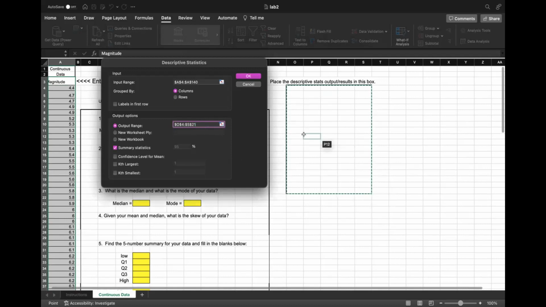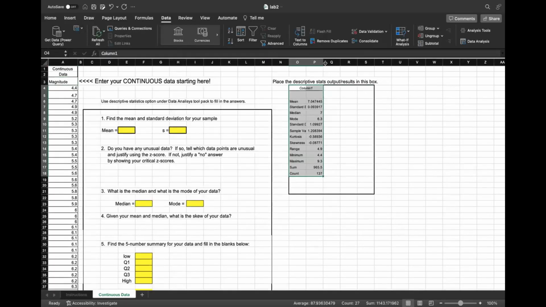Otherwise, it's going to open up a new window and it's going to throw it somewhere funny. Once again, click on the output range box right there. Just click in the box and then highlight where you want it to land. I'm going to click OK. Take a look. I'm going to make these bigger so you can see them.